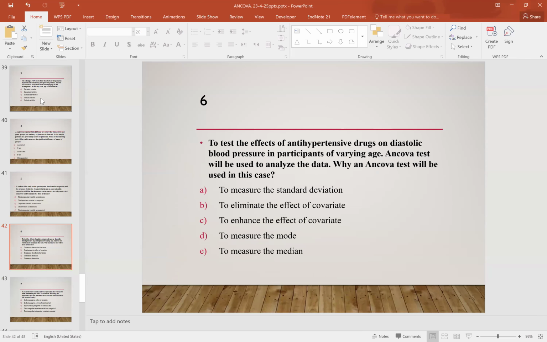To test the effect of an antihypertensive drug on diastolic blood pressure in participants of varying age, an ANCOVA test will be used to analyze the data. Why will an ANCOVA test be used in this case? To measure the standard deviation, to eliminate the effect of covariate, to enhance the effect of covariate, to measure the mode, or to measure the median? B. Yes, it's B, to eliminate the effect of covariate.